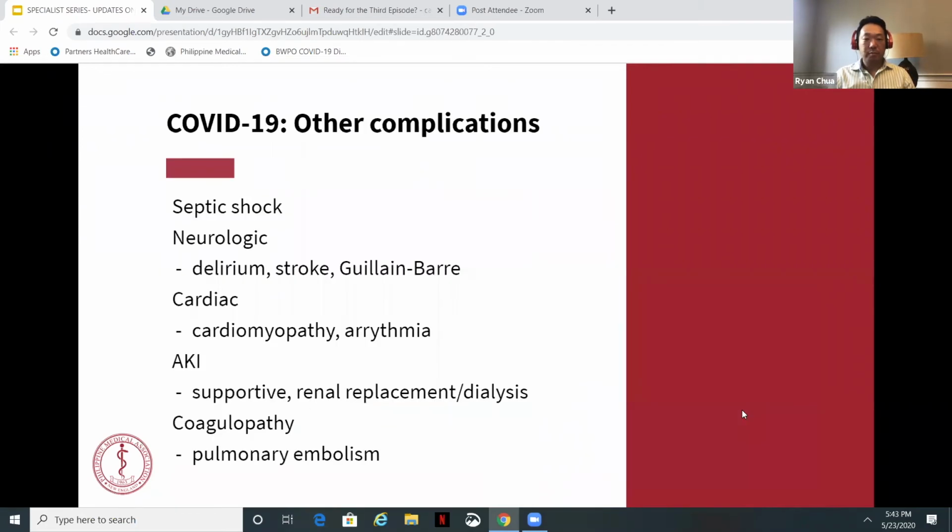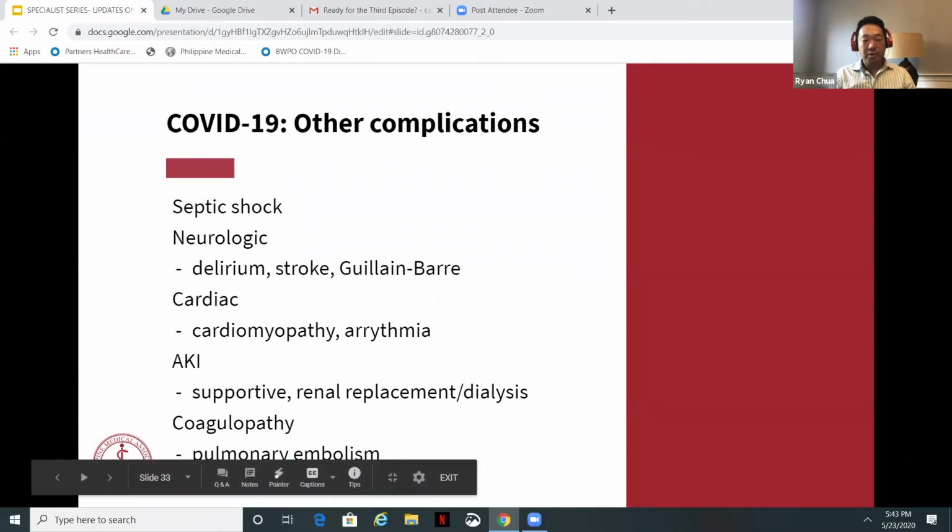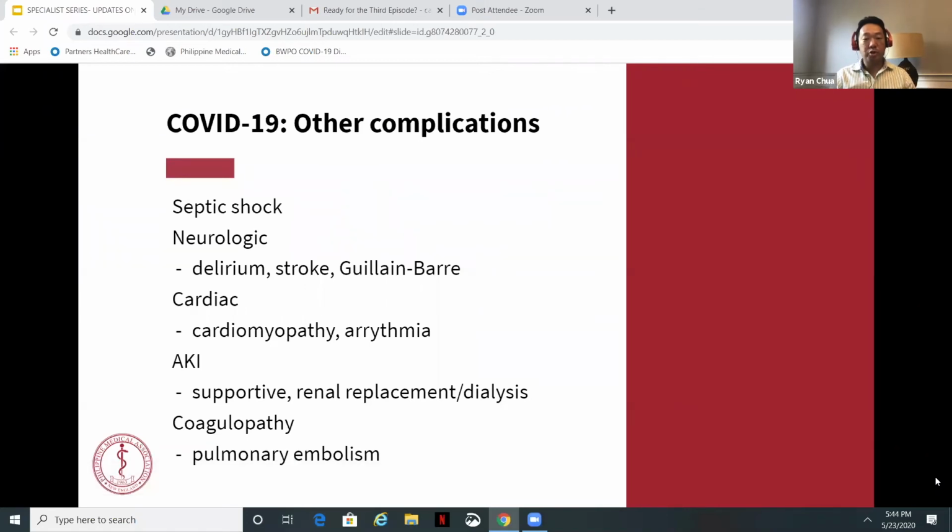Next slide, please. So other complications we've encountered: septic shock, neurologic symptoms like delirium, strokes, Guillain-Barré, cardiomyopathies, arrhythmias, and kidney injury and coagulopathy. So a lot of research is still going on. Septic shock, we treat with vasopressors to get an appropriate blood pressure to protect other organs. Cardiac-wise, it's a lot of supportive care, trying to control the heart rhythm. We may get a cardiology consult for this patient, but otherwise nothing specifically directed towards these conditions right now.